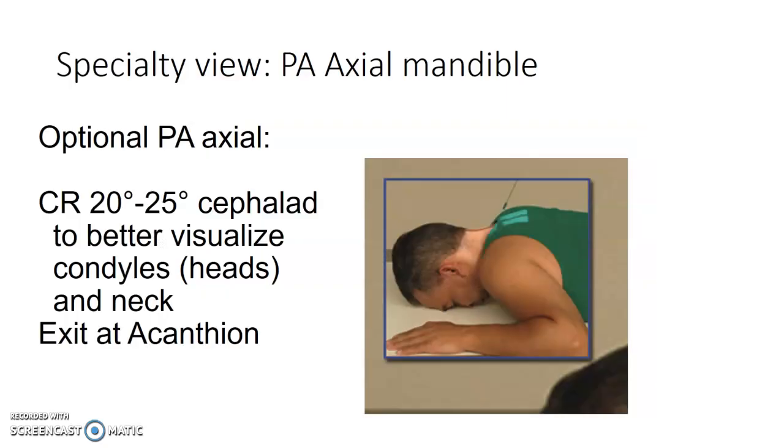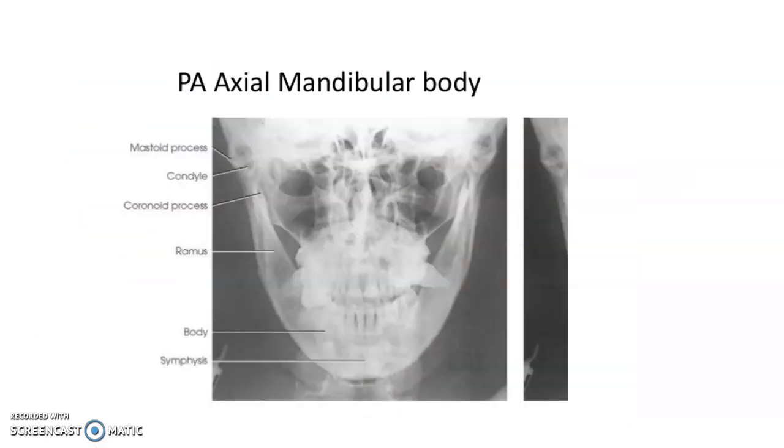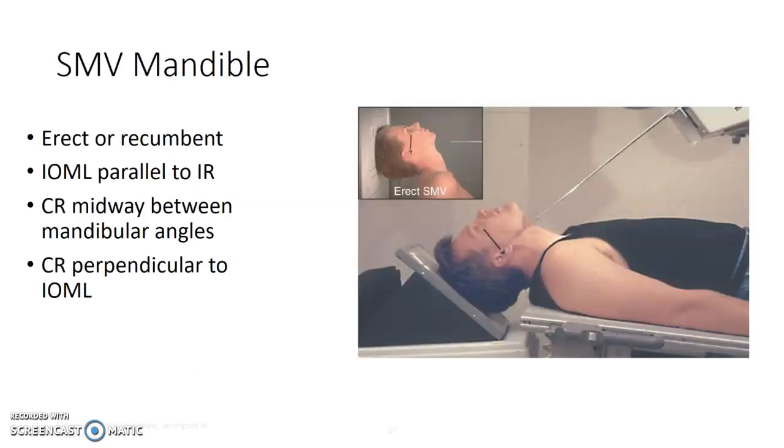Some specialty views that I've never done, a PA axial mandible. So patient's PA, and it uses a 20 to 25 cephalad. This is apparently to better visualize the condyles or heads and neck, and it exits at the acanthion. Just a demonstration image there.